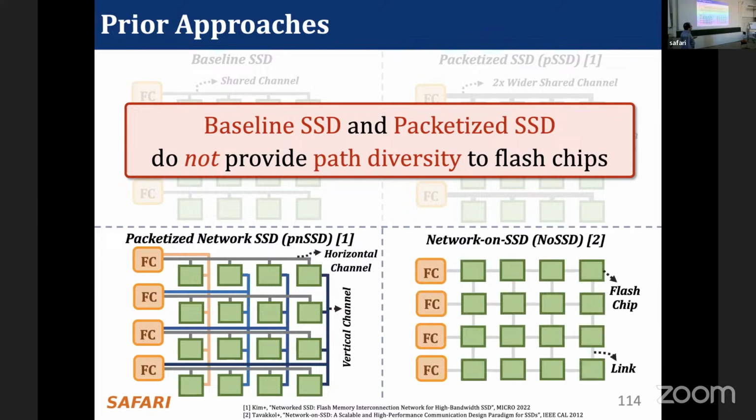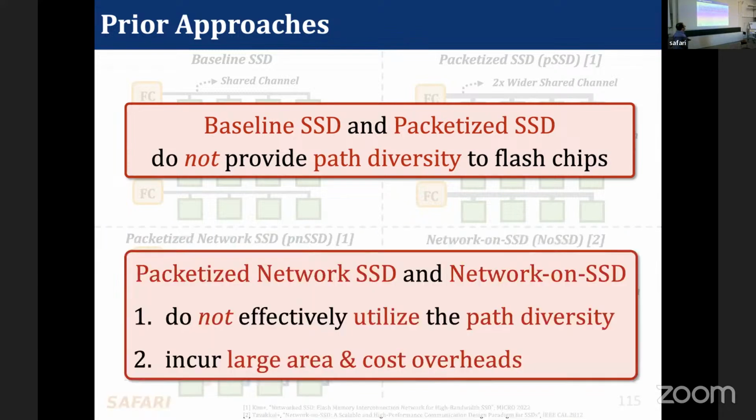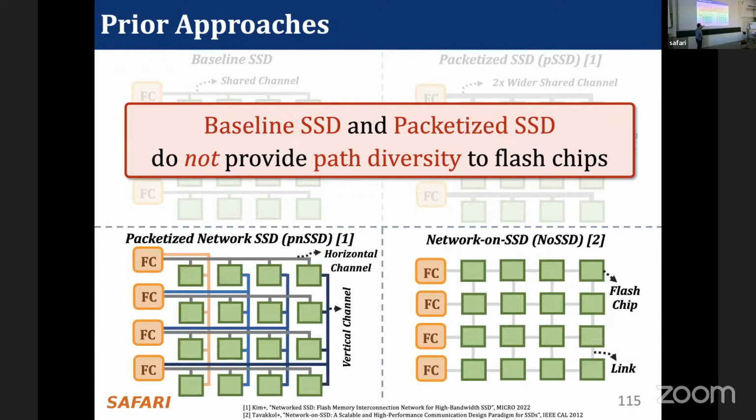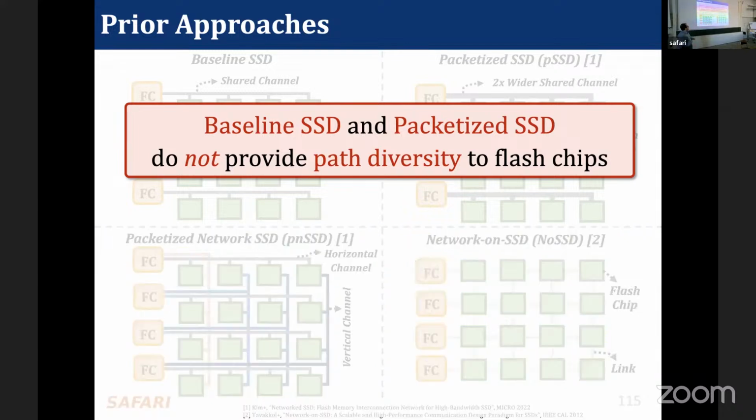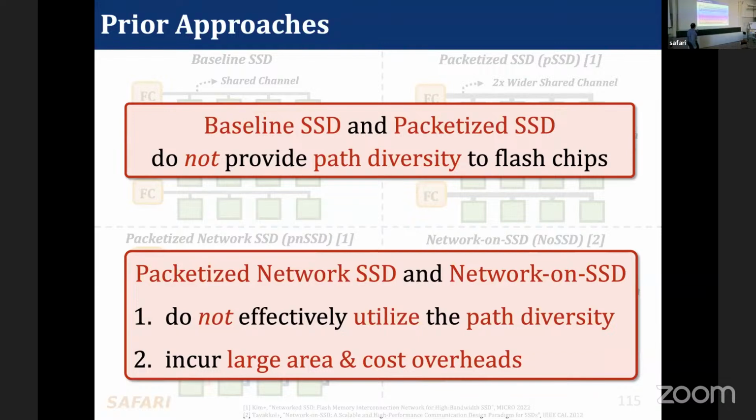And this is also a network on SSD proposal, which uses a network on chip, a so-called mesh architecture. Instead of channels, they have links that connect flash chips to the flash controller. But unfortunately, packetized network SSD and network on SSD do not effectively utilize the path diversity. In this architecture, we have 2 paths. In this architecture, we have many more paths. But if you do not intelligently utilize those paths, you cannot really resolve the conflicts. And most of them, unfortunately, incur large area and cost overheads to the flash chips.